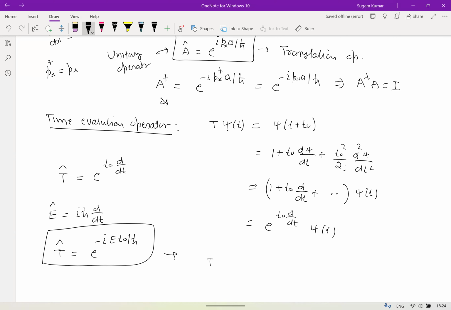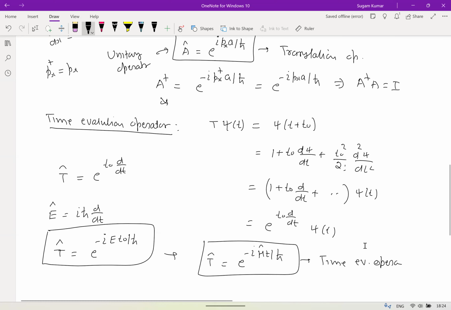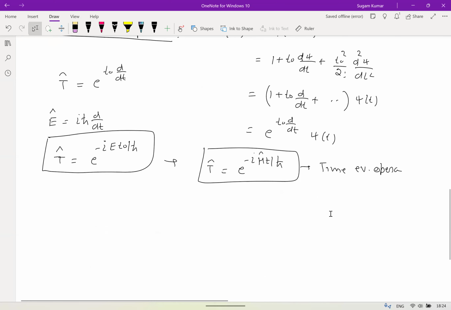In some books you write the same thing like e power minus iota H cap t upon h cut. So this is very popular now. This is called the time evolution operator. When you apply this operator on the wave function, the wave function will evolve in time, but the probability or norm of the wave function will never change. It will preserve the norm, and while preserving, it will evolve the functions.